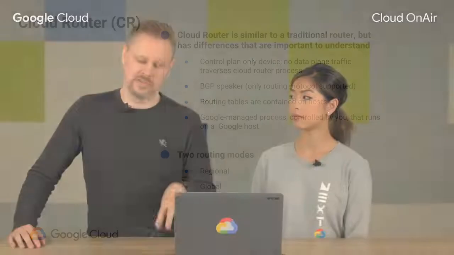The cloud router functions as a control plane only device, and it learns routes from your on-prem router or from other routers in the cloud environment. You can think about it as a BGP speaker. It only speaks BGP, whereas the routers that you may have on-prem may speak other routing protocols. It only speaks BGP, so I want to make sure that we're clear on that front.